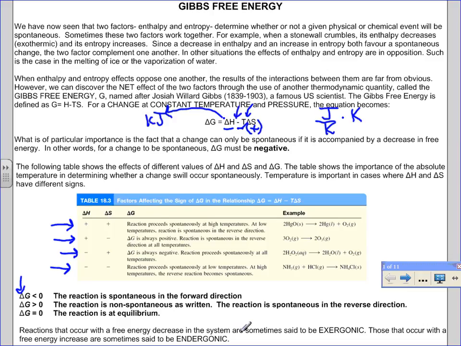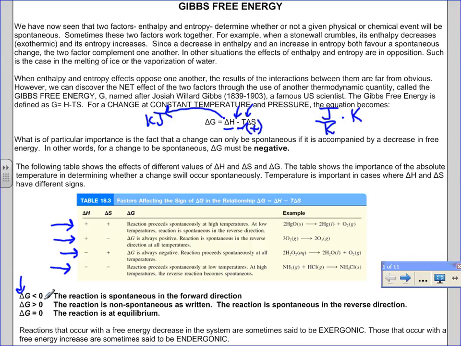Now when we have a decrease in free energy of the system, it is said to be exergonic, and when we have a system where the free energy is increasing, sometimes we call it endergonic. When we talk about exothermic and endothermic, we're really just talking about the change in the heat of the system. But when we're talking about exergonic and endergonic, it's related to the Gibbs free energy. These terms are used more often in biology.